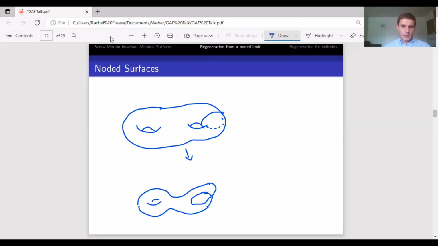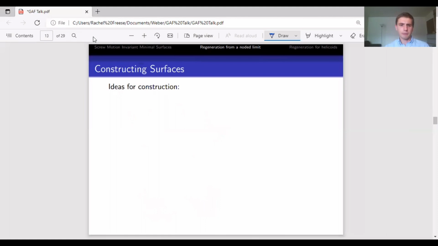And the nice thing about nodal surfaces is that they tend to be simpler than Riemann surfaces, right? The genus kind of gets simplified when you do that. So we'll see how that is useful in terms of getting minimal surfaces.